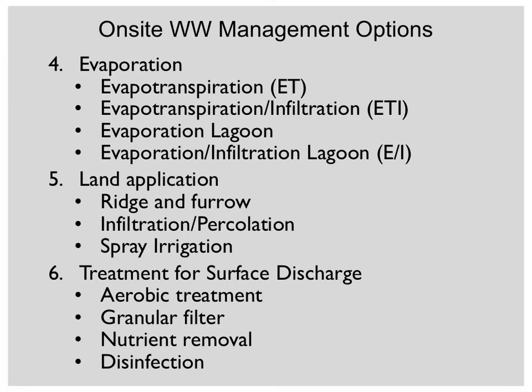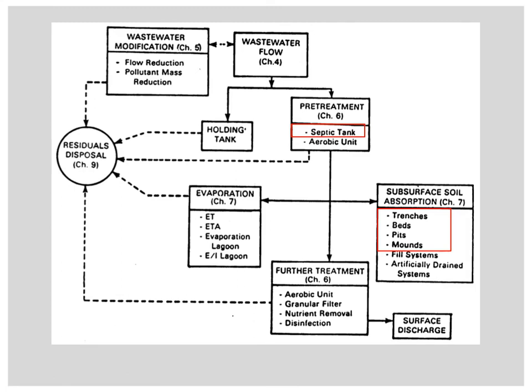We could think about land application where we're going to apply treated wastewater to the surface. We can also be thinking about treatment for surface discharge. So these are literally mini treatment plants, package plants or something like that, that allow for treatment, filtration, nutrient removal, and disinfection. We can think about all this in terms of a flow diagram where we start with some wastewater flow, and we can think about modifying that by flow reduction or reducing pollutant mass. We could think about pre-treatment. Again, that's going to be our focus here, particularly septic tanks. And then we can start to think about subsurface soil absorption to deal with the liquid.